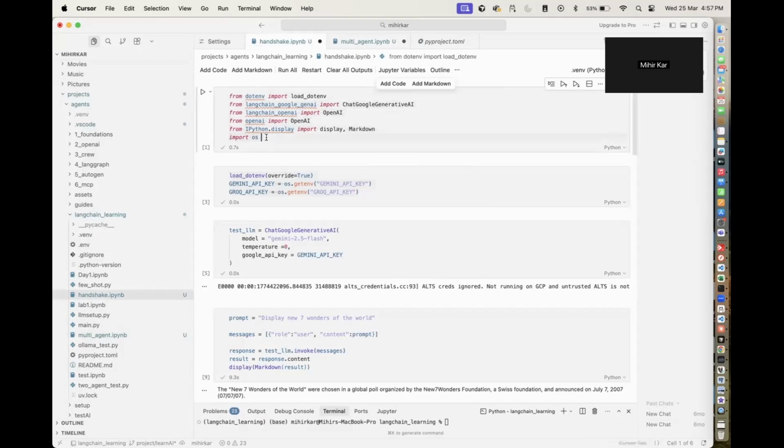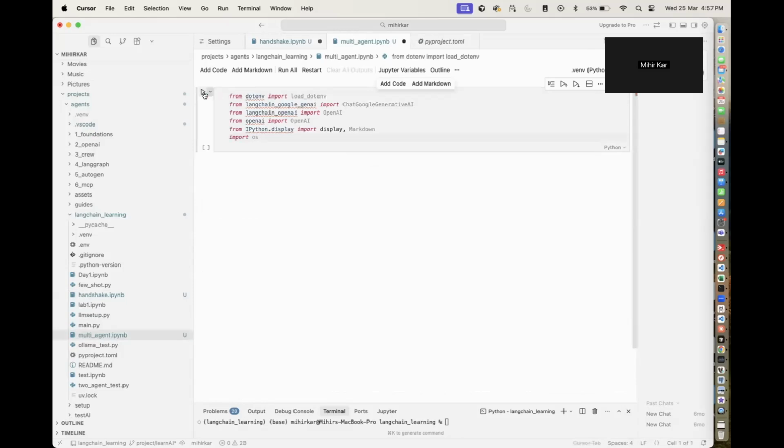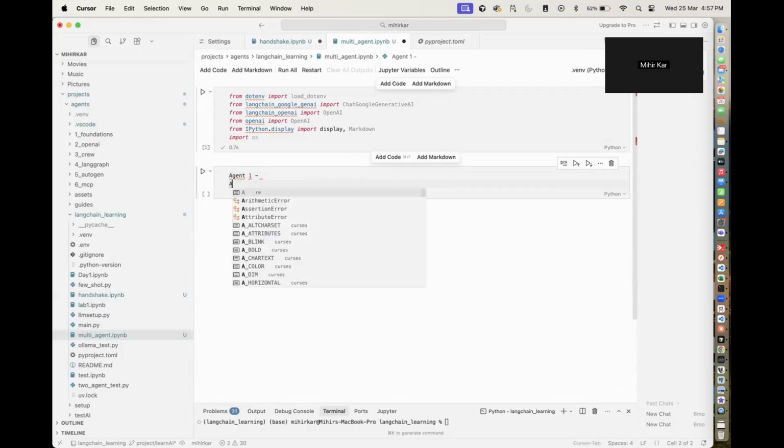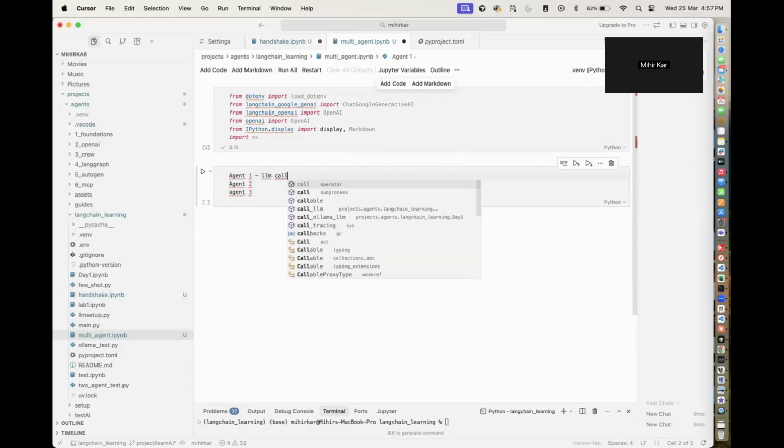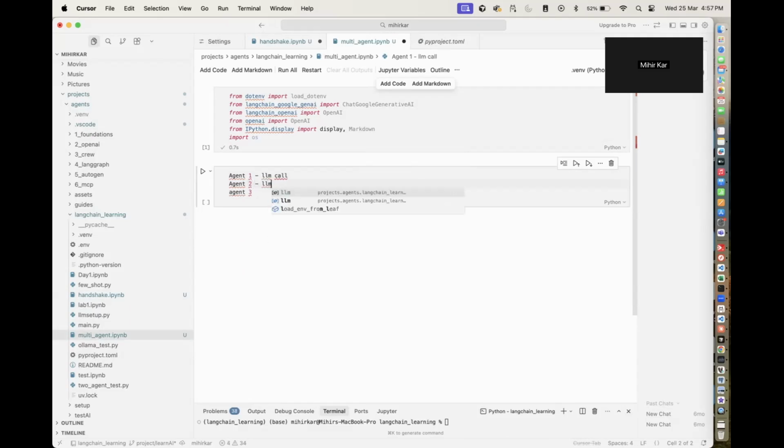Before starting, I'll show you what we're going to build in this project. Here we're going to build a kind of multi-agent workflow. Multi-agent in the sense of agent one, agent two, agent three. There will be multiple calls. Here it will be the LLM call. Each will have its own LLM call, three LLM calls in total.